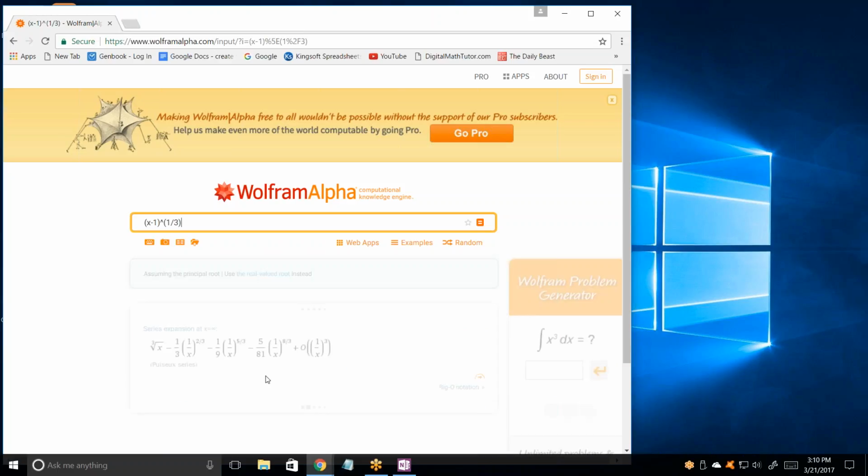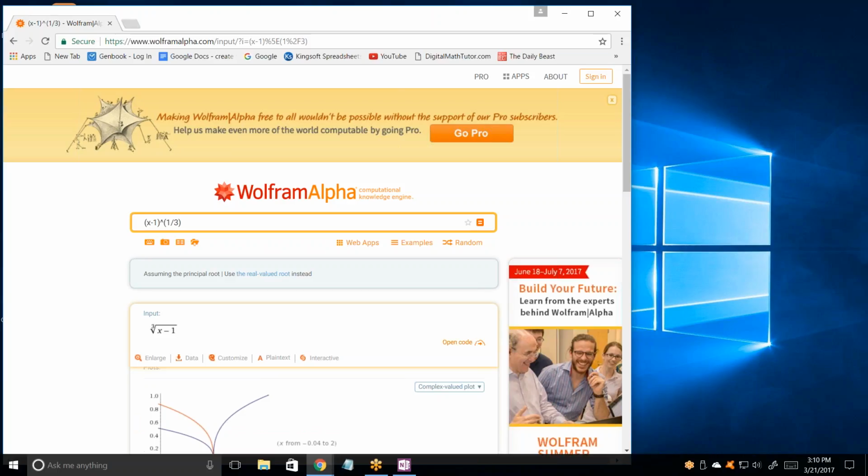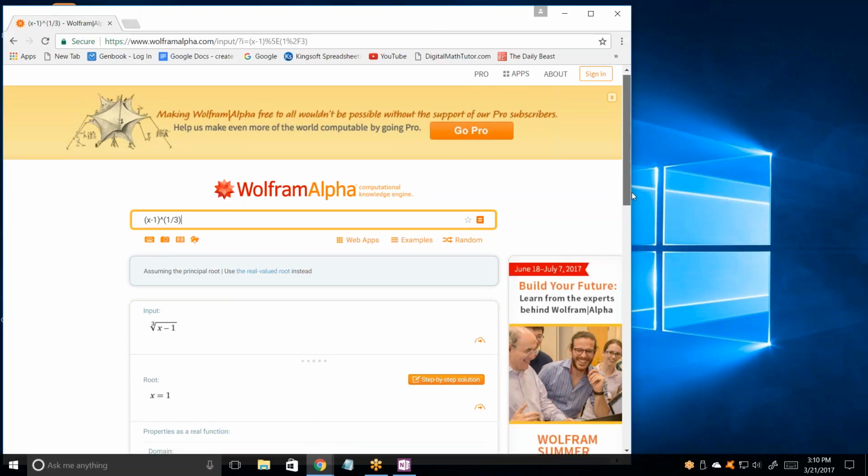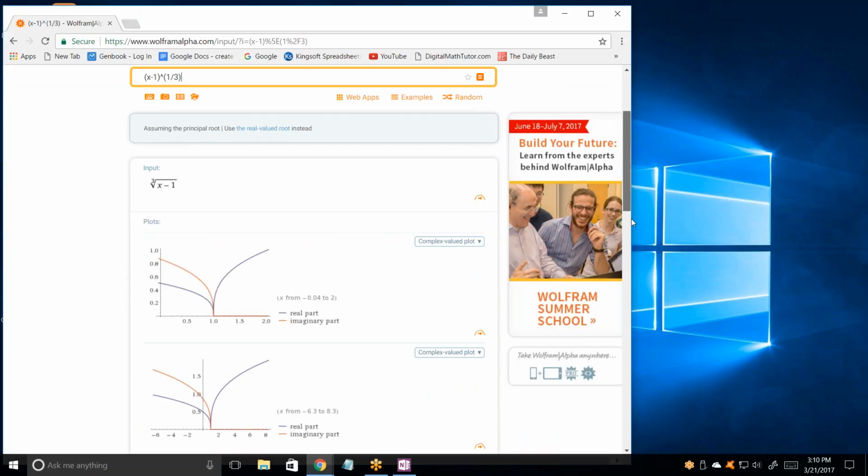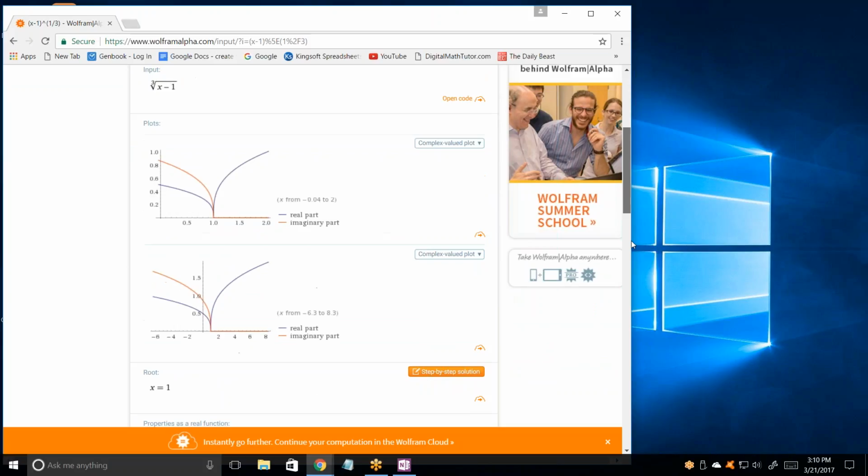So this was our function, and they graph it. Now, the blue graph is the real part. The red graph is the imaginary part. And they're giving us two different zoom levels. Well, if we look at the real function, we knew we had a critical point at 1.